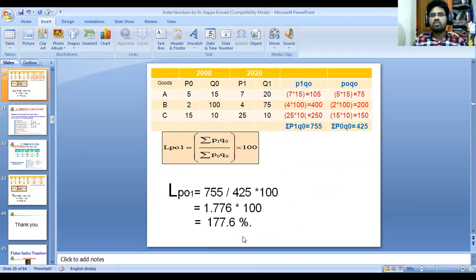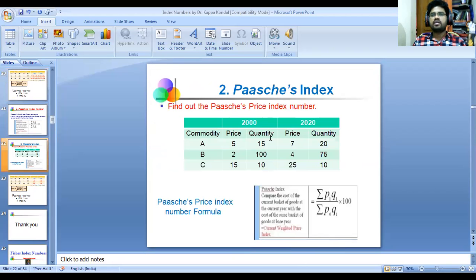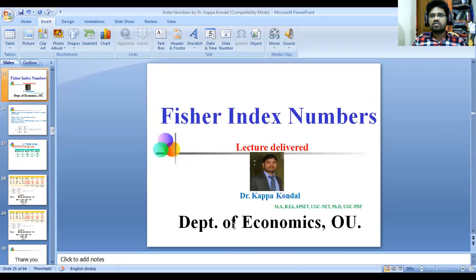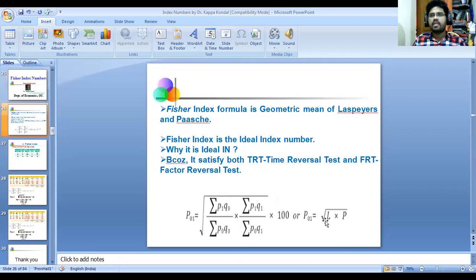So under root, 1.776 into the P value, L into P. That's the Paasche value. How much did we get? 1.725. Okay. So generally, whatever we have done, you will get like this also: the square root of L into P. So the Laspeyres value is 1.776, into the Paasche value 1.725.